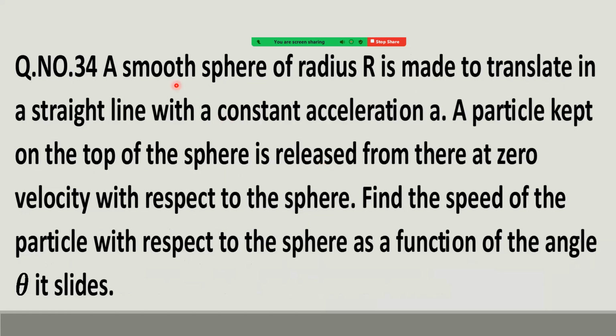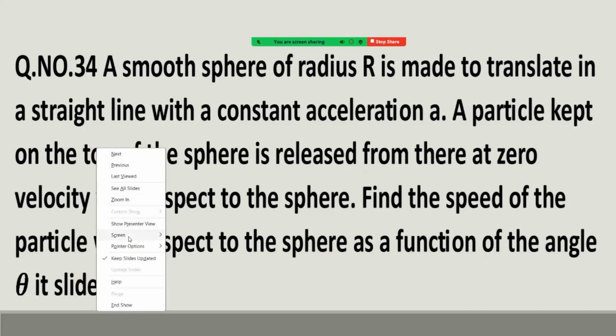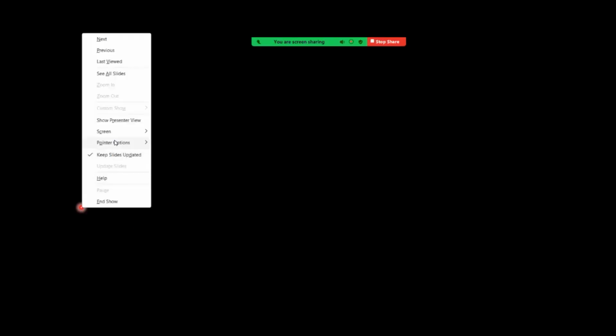Let's see the question given. A smooth sphere of radius r is made to translate in a straight line with a constant acceleration a. A particle kept on the top of the sphere is released from there at zero velocity with respect to the sphere. Find the speed of the particle with respect to the sphere as a function of the angle theta it slides. Let us see how to start. Right, first make a diagram.